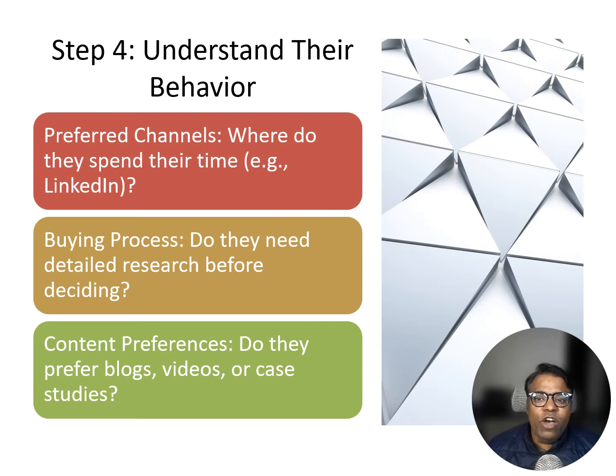Now, next, think about how your persona behaves. Where do they spend their time? And more importantly, how do they make decisions? So, a few key behaviors to identify are: number one is preferred communication channels. Do they respond better to emails, social media, or phone calls? Then, buying process. Are they impulsive buyers or do they need detailed research before making a decision? Then, content consumption. Do they prefer blogs, videos, or webinars?